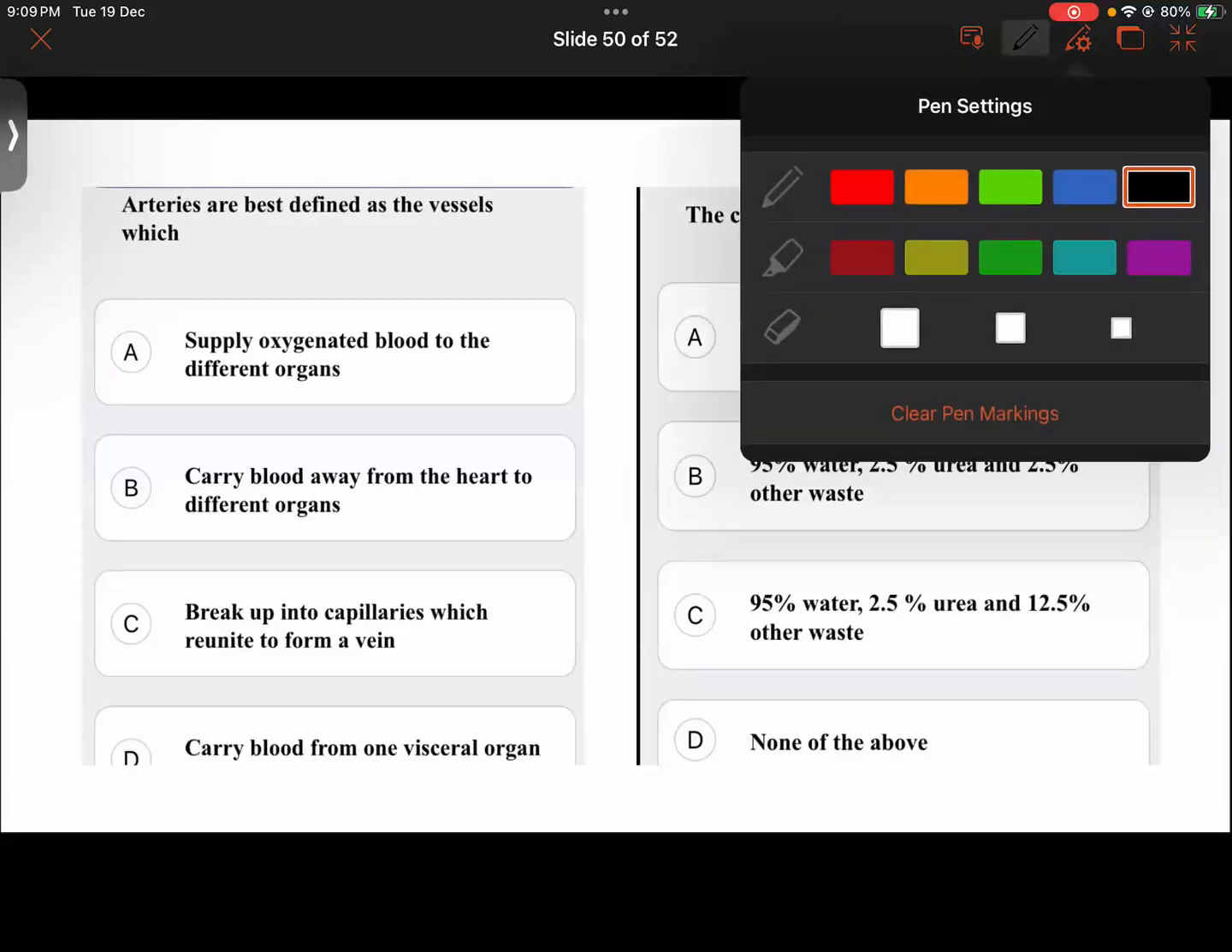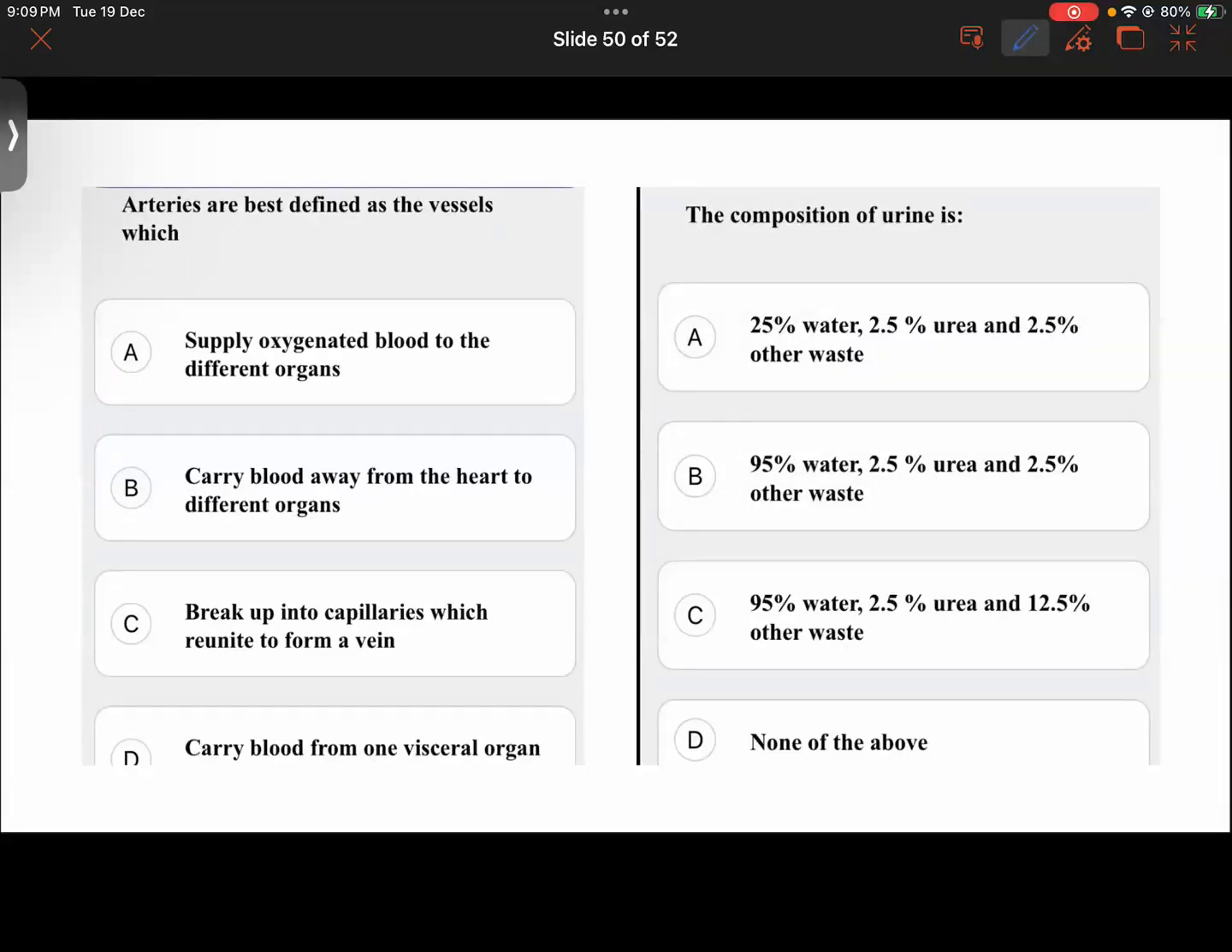Next, Chakrika, read the question. Arteries are best defined as the vessels which carry blood away from the heart to different organs. Exactly. Carry blood away from the heart to different organs.